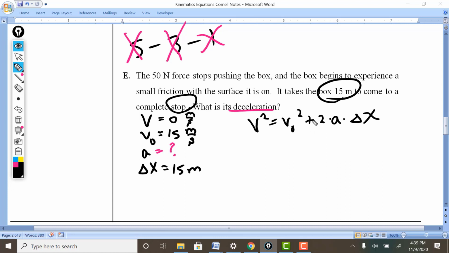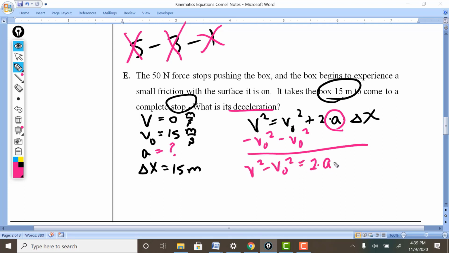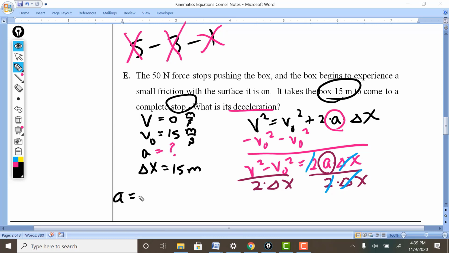We're looking for A. We've done this a few times already, but just to make sure, we will subtract this from both sides. We want A by itself, so divide both sides by 2 delta X. And we get that acceleration is v squared minus v naught squared over 2 times delta x.